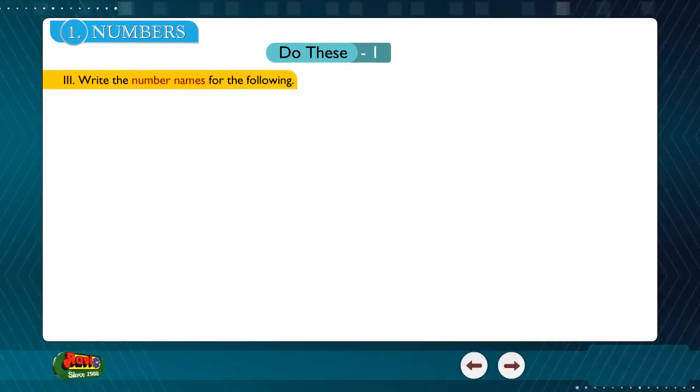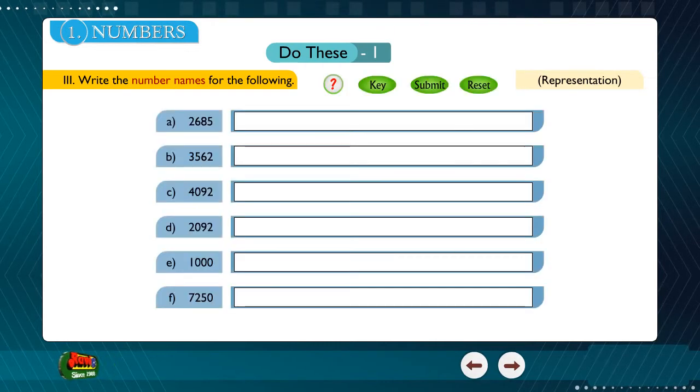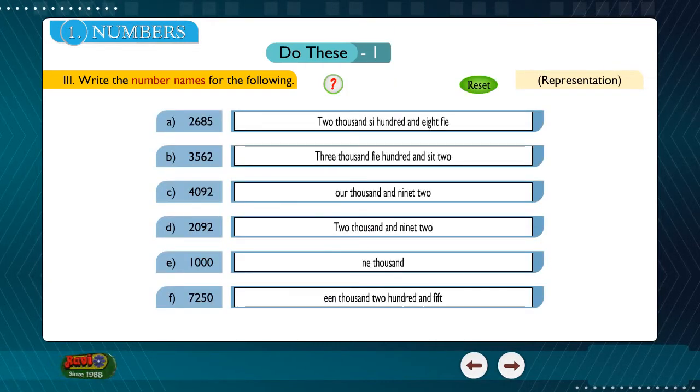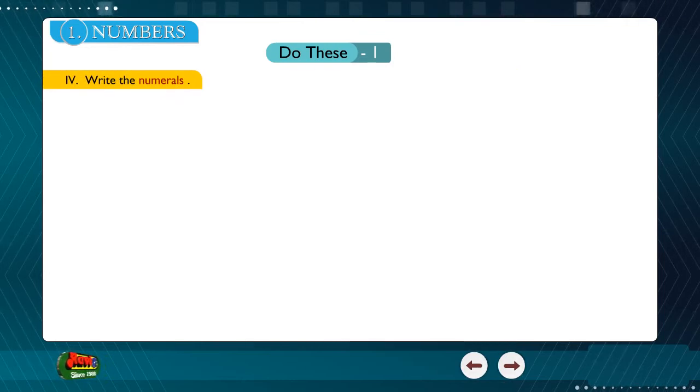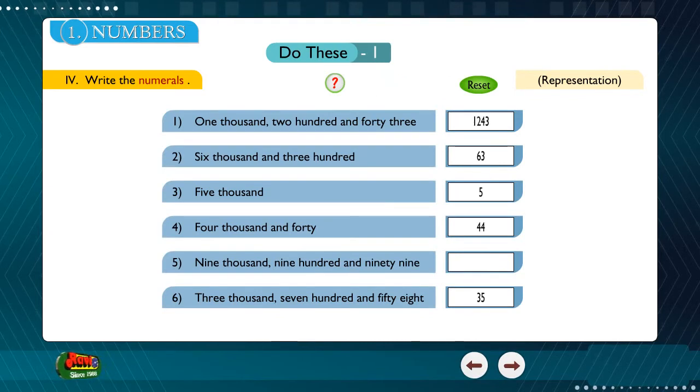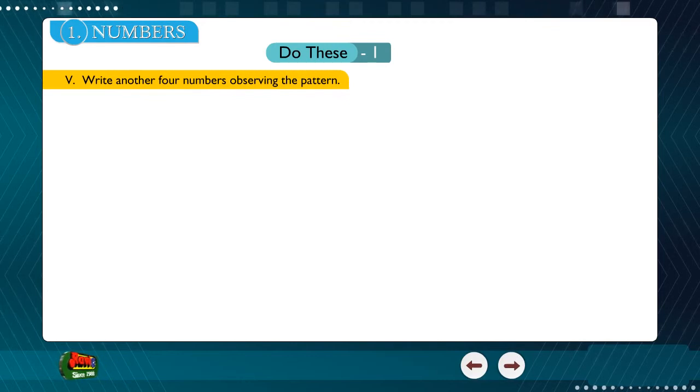3. Write the number names for the following. Representation. Four. Write the numerals. Representation. 5. Write another 4 numbers observing the pattern. Reasoning proof.